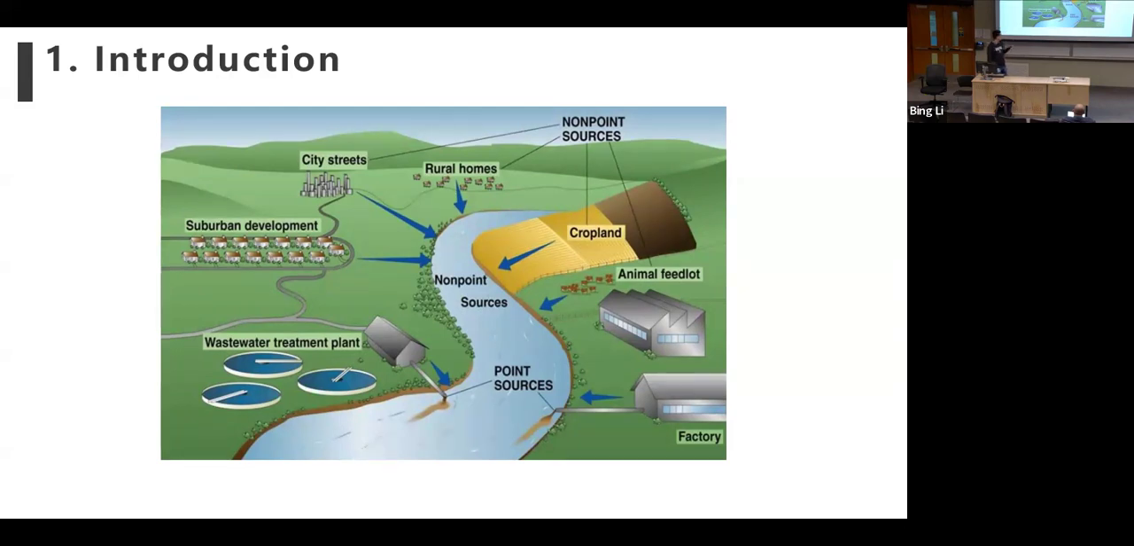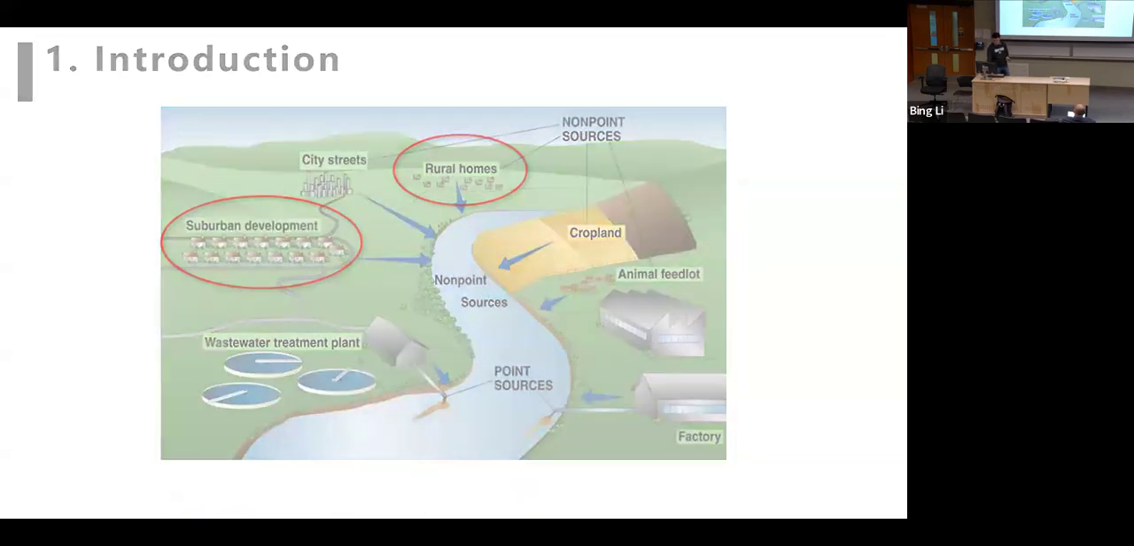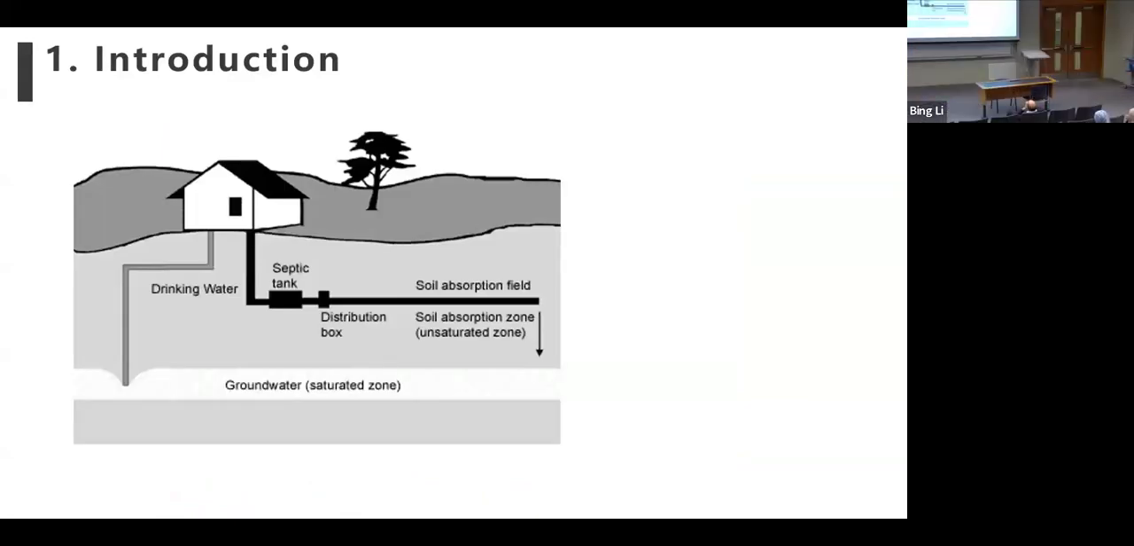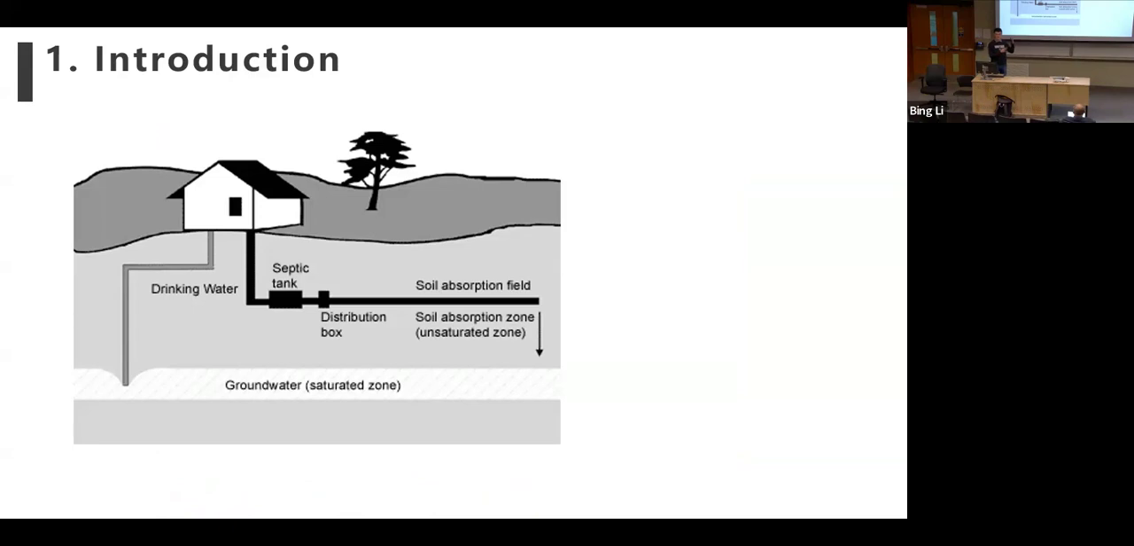Point sources are like the wastewater treatment plants and the factories. Non-point sources are from suburban development and streets, etc. One of the two most important non-point sources is suburban development and rural homes. Rural homes typically use a septic system to treat their wastewater.